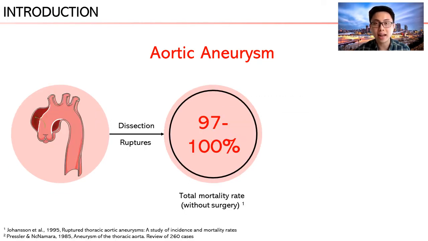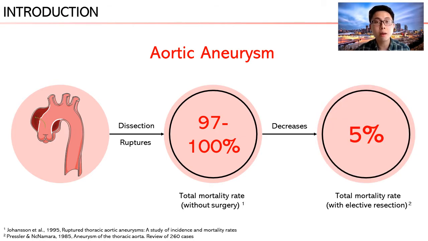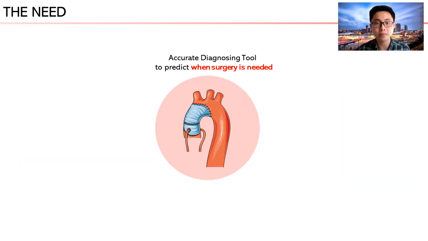It is estimated that complications from aortic aneurysm, such as dissections or ruptures, can lead to 97 to 100% total mortality rate with the surgery. The number decreases to 5% for cases with elective resection. This stresses the importance of developing accurate diagnosing tools to predict when surgery is needed.